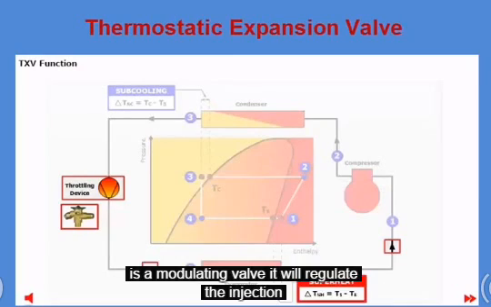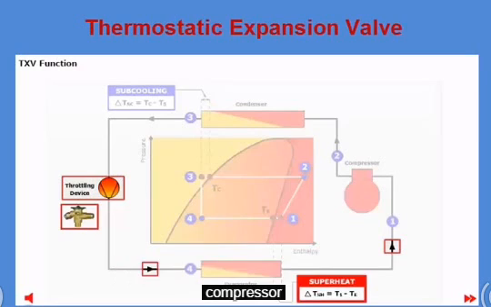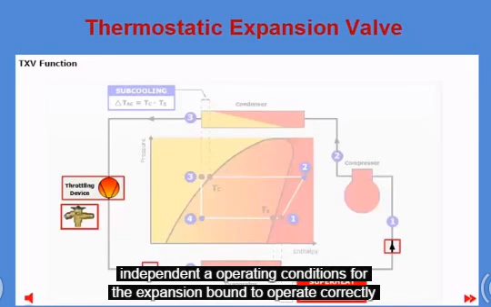Because the TXV is a modulating valve, it will regulate the injection of liquid refrigerant in the evaporator in proportion to the actual operating conditions. This means it prevents liquid passing to the compressor independent of operating conditions.